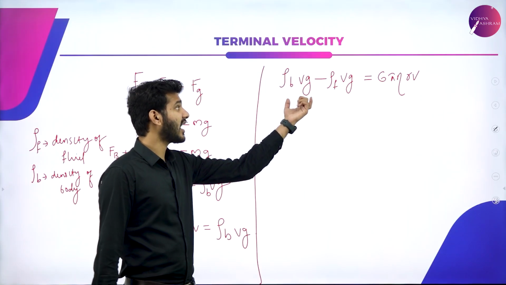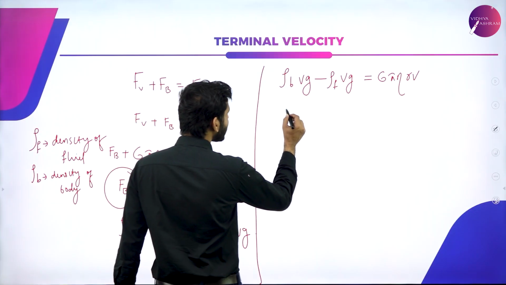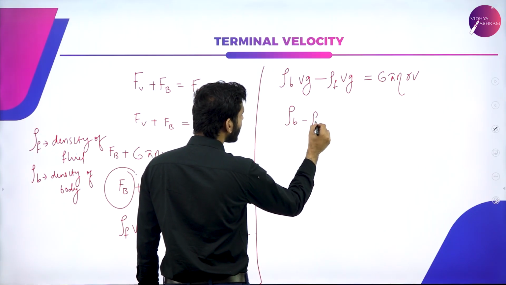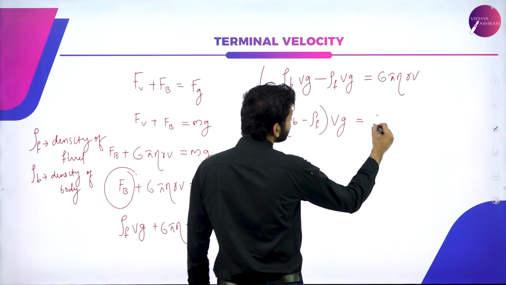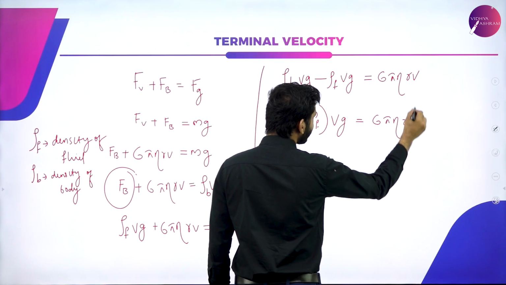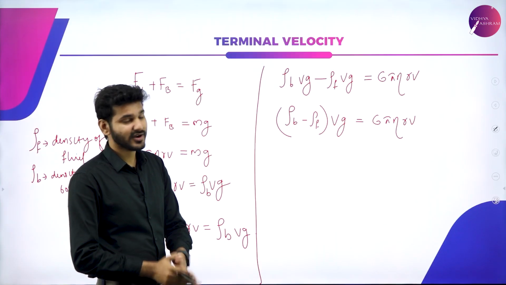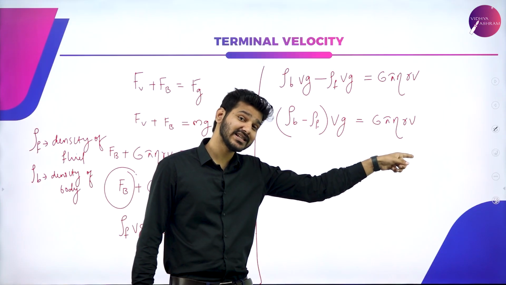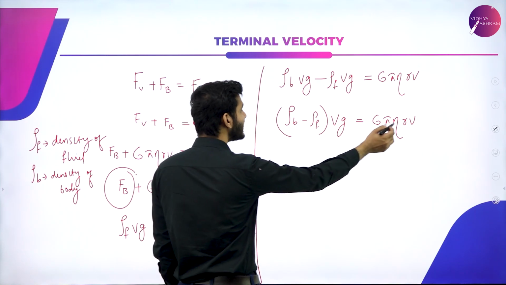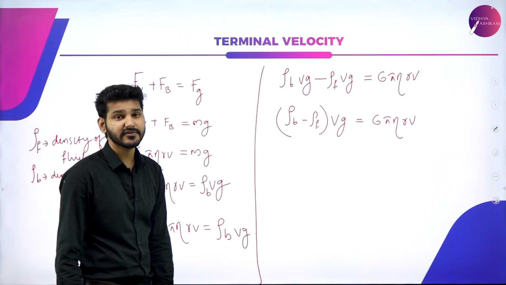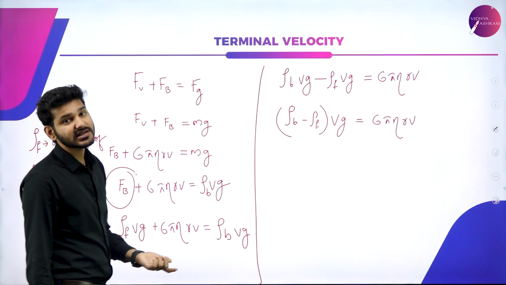So again, we have some common terms here, that is Vg and Vg. We'll take it right outside and we'll say that rho B minus rho F into Vg is equal to 6 pi eta Rv. So now we can definitely cancel out the V and V, right? Please don't cancel it out because one is in terms of velocity while the other is in terms of volume. This small v is velocity and the large V is volume, because again, density times volume is what?